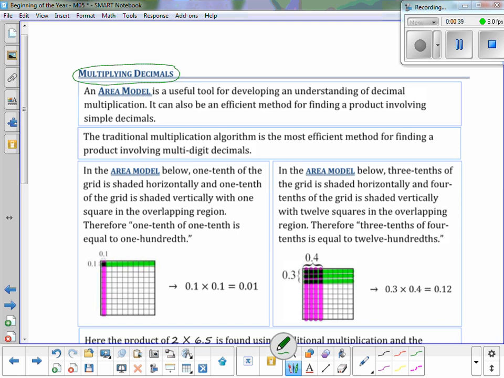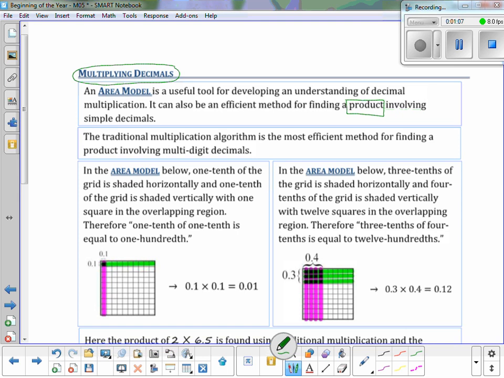And an area model is a useful tool for developing an understanding of decimal multiplication. Not just decimal multiplication, but lots of types of multiplication. It can be an efficient method for finding a product involving simple decimals. We have the word product, this vocabulary word right here. Product is the fancy math vocabulary word for an answer to a multiplication problem.